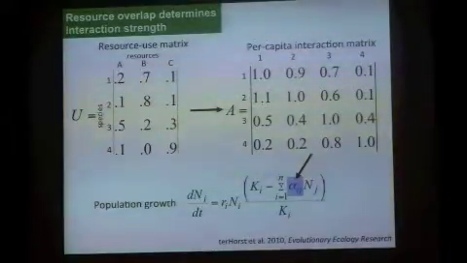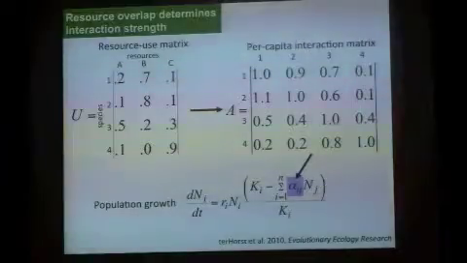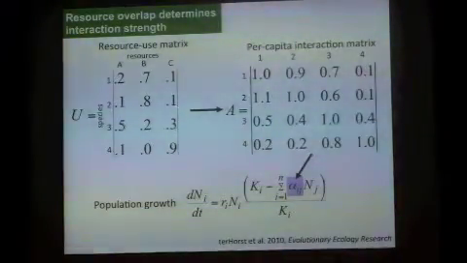Then we take the elements of that matrix and plug them into a basic Lotka-Volterra growth equation, where those are the alphas. They describe the per capita effect of one individual of one species on another species. So that's the ecology of the model: we can go from resource use to population growth. That's how the ecology of the model works.